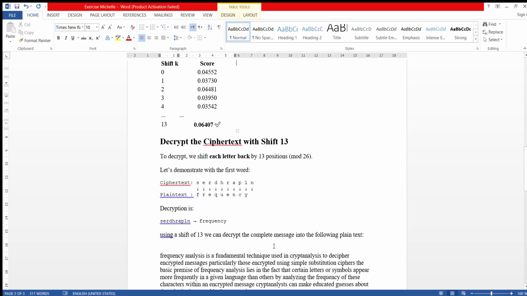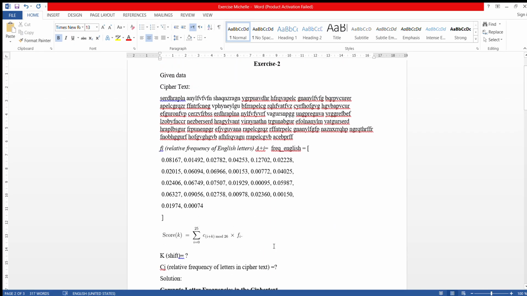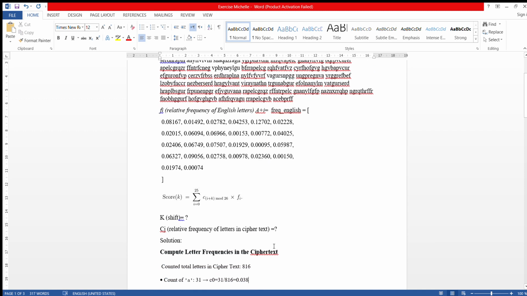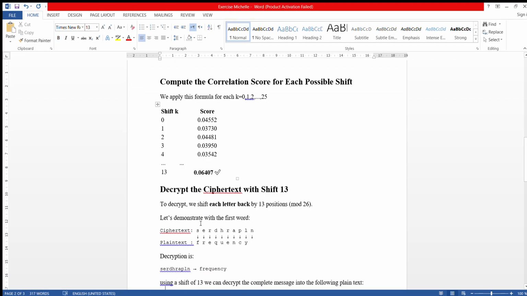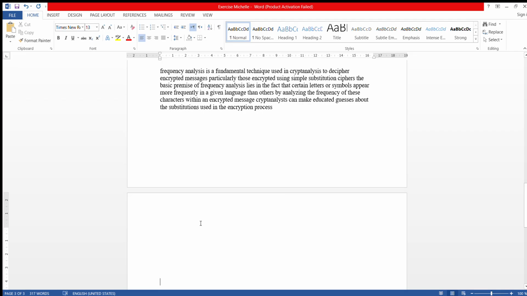So now you can answer the shift value you have taken, which has the highest score. The highest score is actually on shift 13, that is 0.06, and then you have decrypted the ciphertext by this. Okay, so this is the solution of exercise number 2.